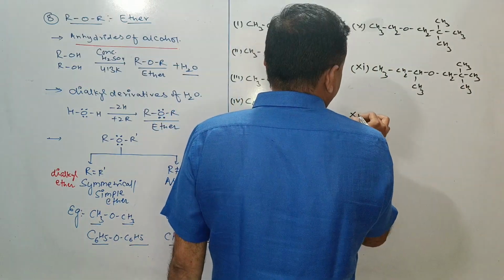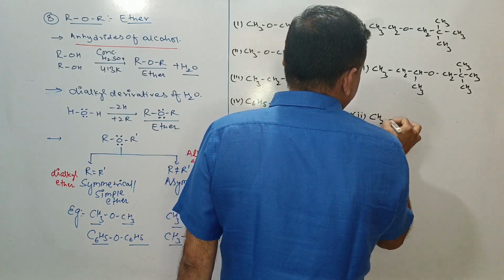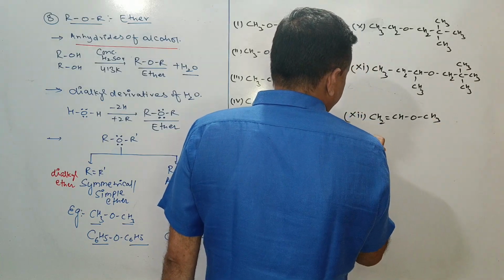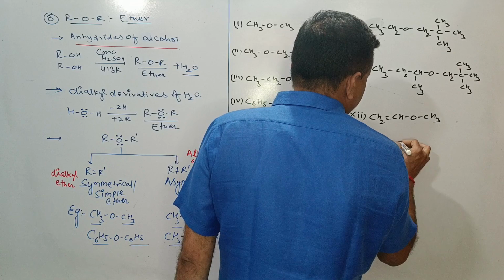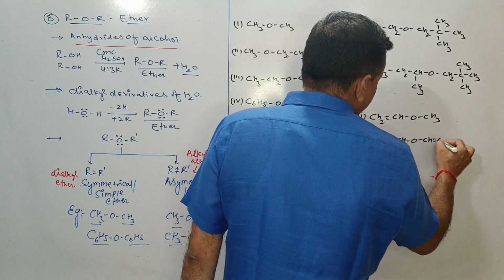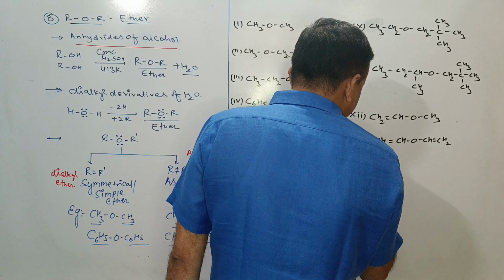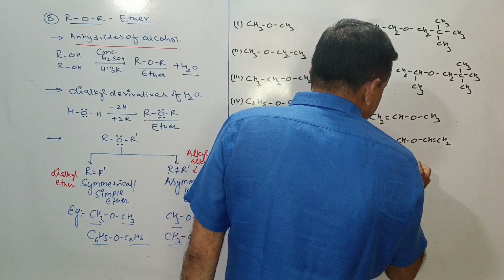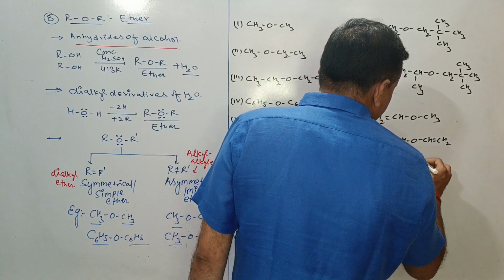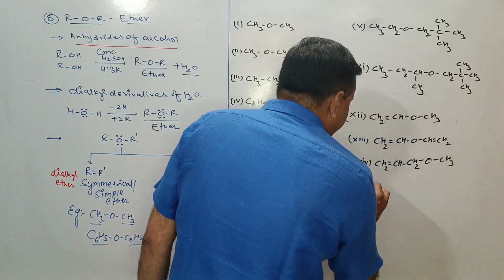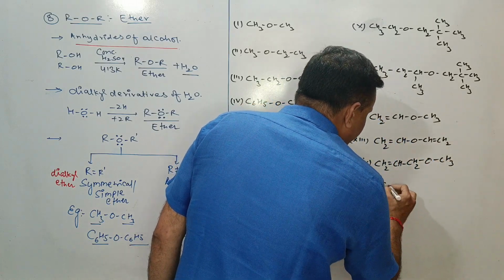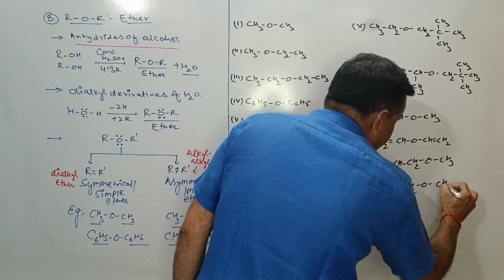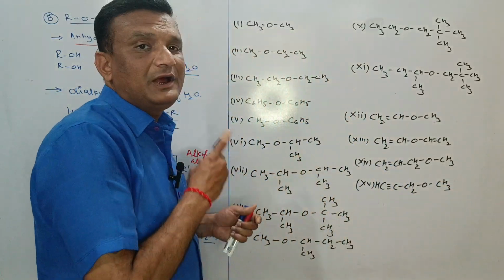If I go further, then I can take the 12th compound as CH2 double bond CH OCH3. If I go with the 13th compound, then we can take CH2 CHOCH double bond CH2. If I go with the 14th compound, then I can take CH2 double bond CH, this is the CH2 and OCH3. And this is the final 15th compound, you can take CH triple bond C CH2 O CH3. These are the 15 compounds regarding the ether.